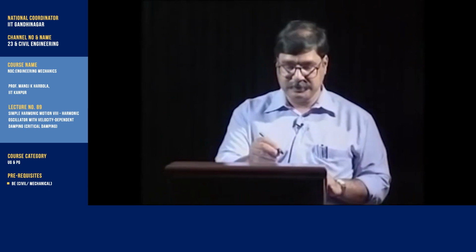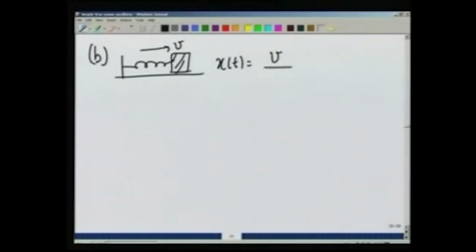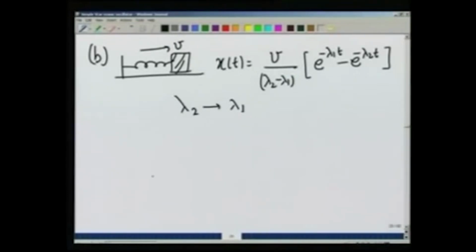Let us examine the other case, case B, in which I take this mass and give it an impulse in this direction. Recall that in heavy damping the solution was x t is equal to V over lambda 2 minus lambda 1 times e raised to minus lambda 1 t minus e raised to minus lambda 2 t. Again I am going to take the limit lambda 2 going to lambda 1. So, I will have to expand this.